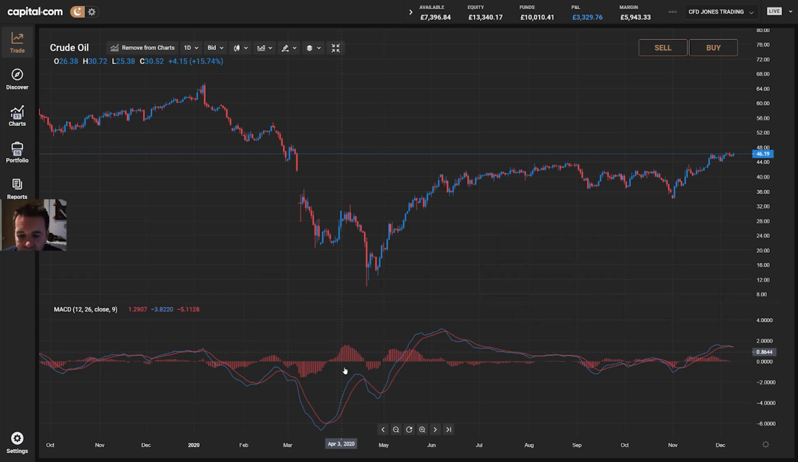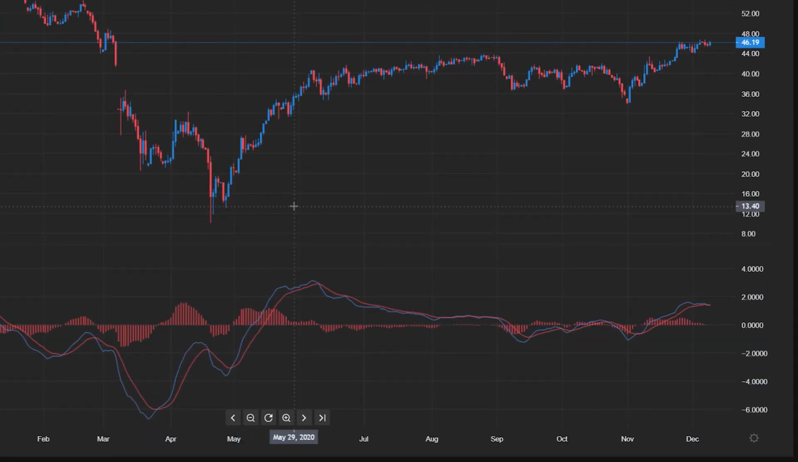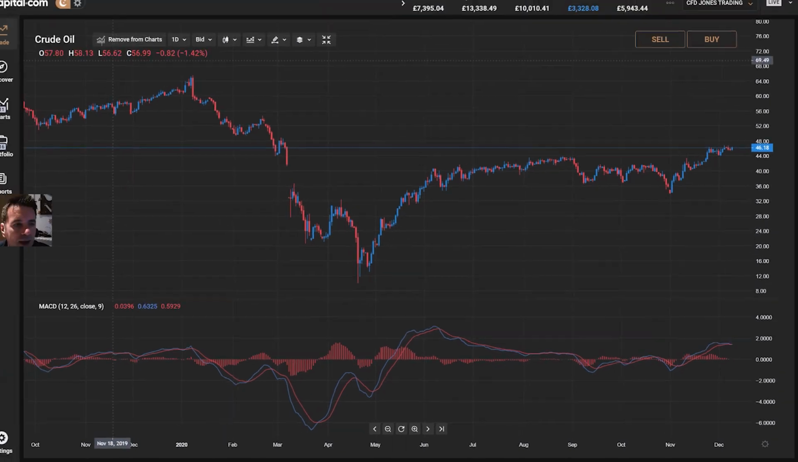I suppose the aggressive trade here would perhaps have been a buyer when the MACD line crossed over with a stop under the more recent low. And of course, then we did ultimately see the price of oil bounce back.